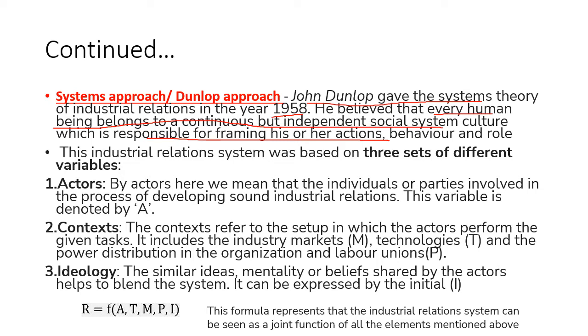Okay. So industrial relations was based on three sets of different variables. One is actors. Here actors are the individuals or parties involved in the process of developing sound industrial relations. That is, the employees, their relations, government, trade unions, their relations. So they are the actors, denoted by A.